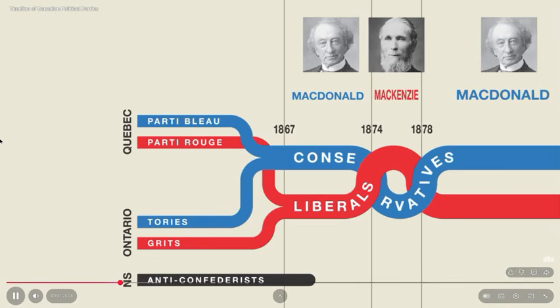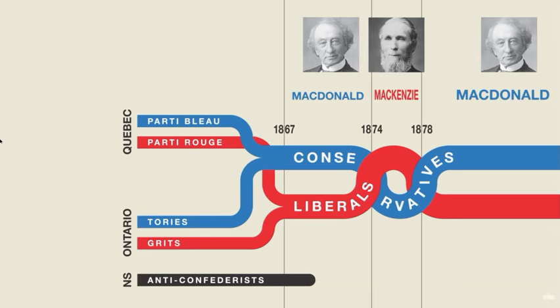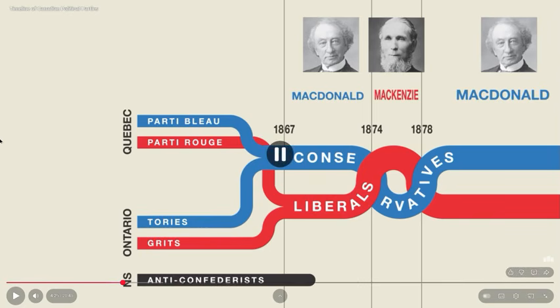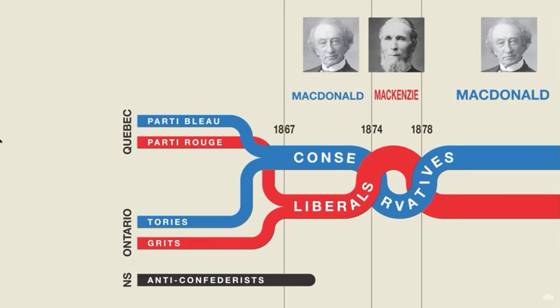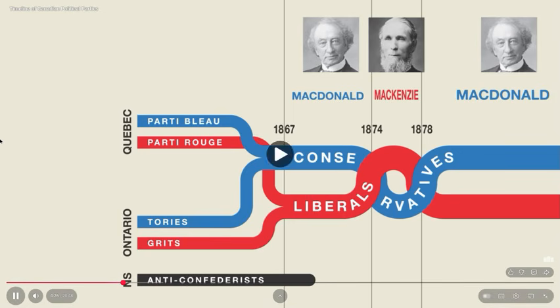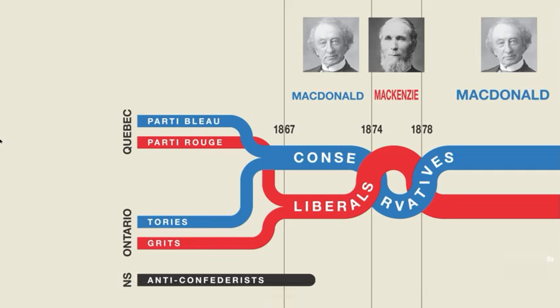Then, Confederation was already a done deal. The Anti-Confederation Party quickly disbanded. Most of their members ended up joining the Conservatives. In fact, the leader, Joseph Howe, joined the Conservative cabinet under Macdonald. Yeah, some of them did join the Liberals, of course, but most of them did join the Conservatives.